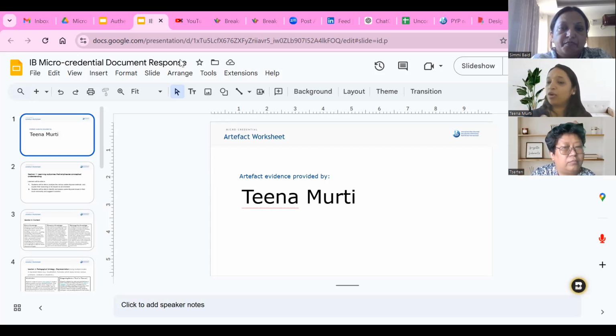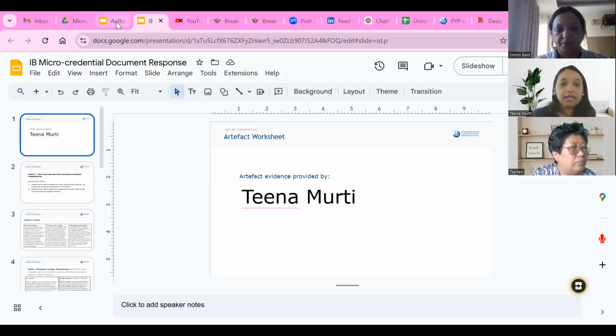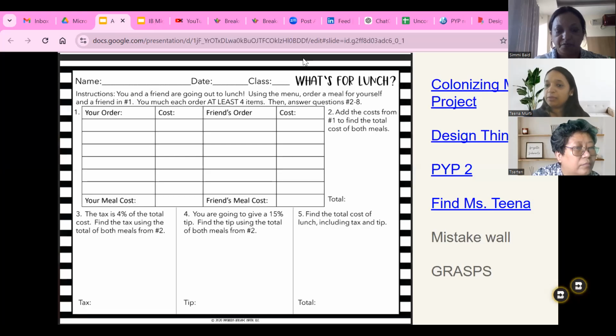They ideated. They came up with a lot of different solutions, and then they came up with the prototype. I don't have that picture here, but they came up with that prototype. Then they designed that truck, which we submitted to IB, and we got that credential for this.